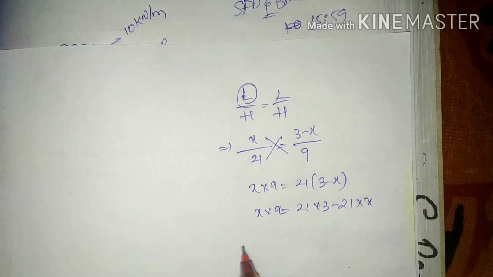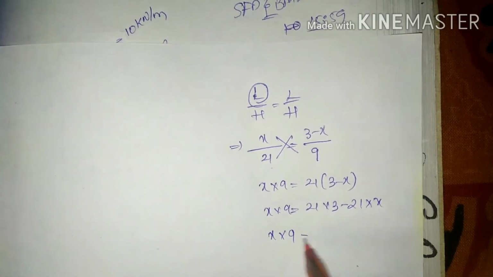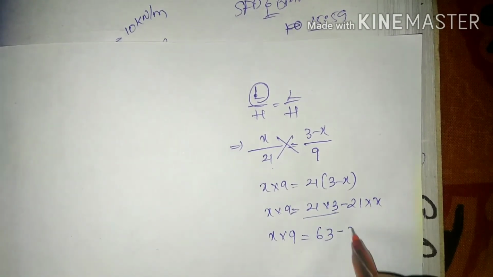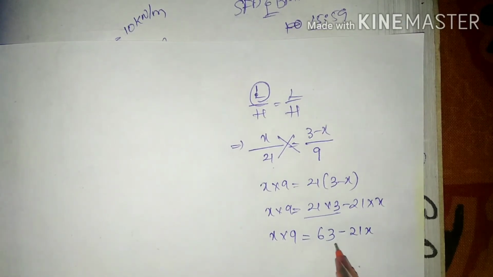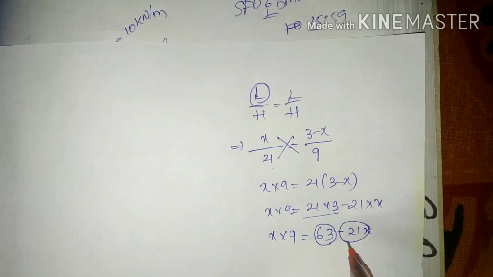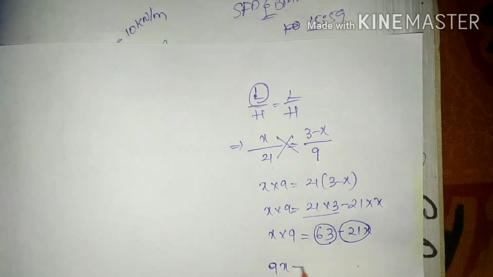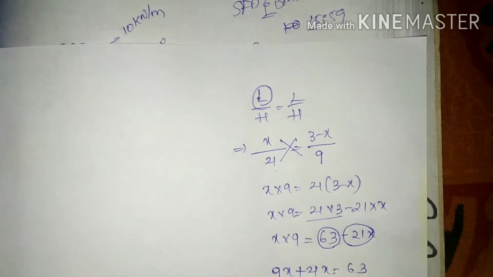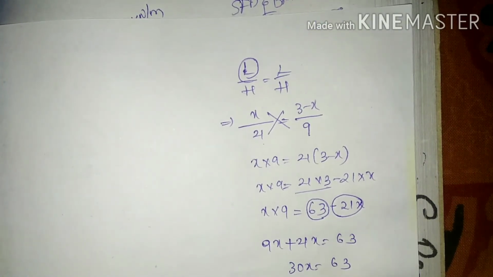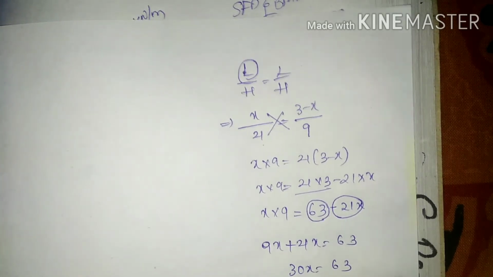Here you can find it by calculator, or you can find it directly. x into 9 is equal to 63 minus 21x. Keeping the 63 on the RHS and sending minus 21x to the LHS, 9x plus 21x gives 63. Here 30x is equal to 63 and x will be 63 by 30. That's going to be 2.1 meters from A.